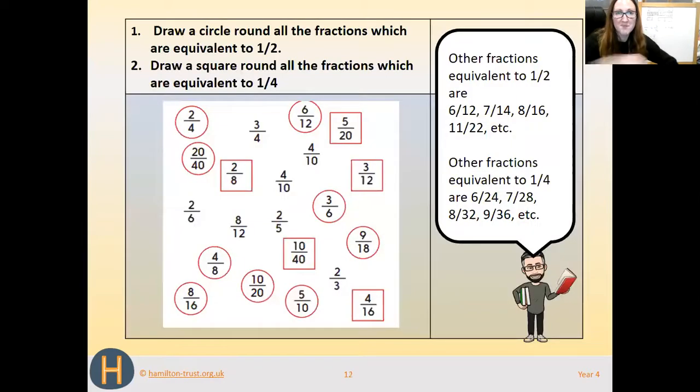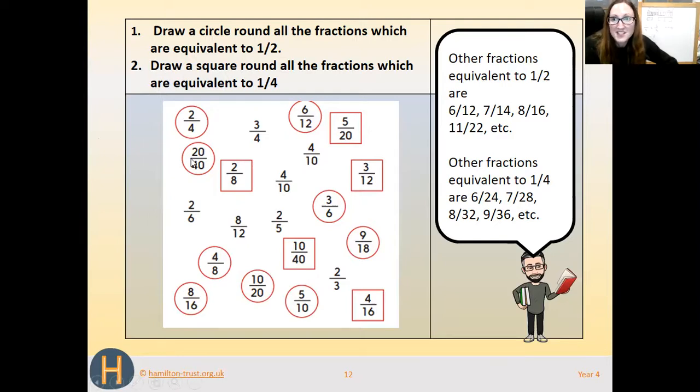Okay, here we go. So all the fractions that are equivalent to a half are these. We have 2/4, 20/40, 6/12, 3/6, 4/8, 8/16, 10/20, 5/10, and 9/18. Really, really well done if you got all of those. And if you didn't, no worries. In the next few days, we'll be looking at fractions again so we can work on that together.